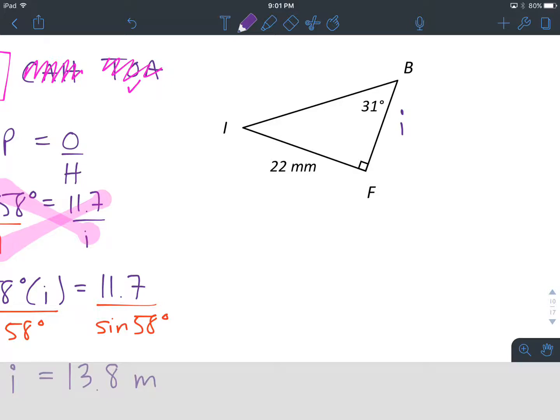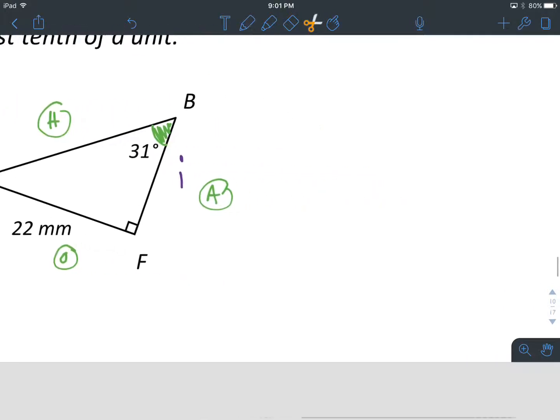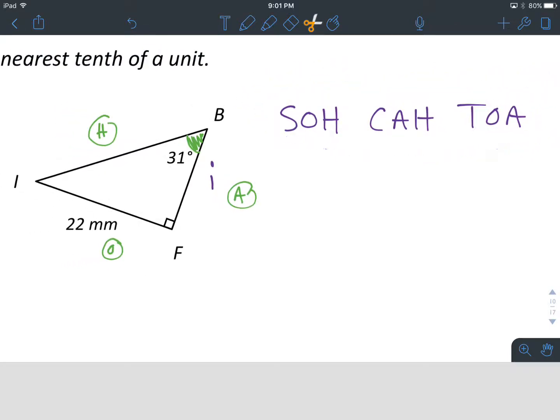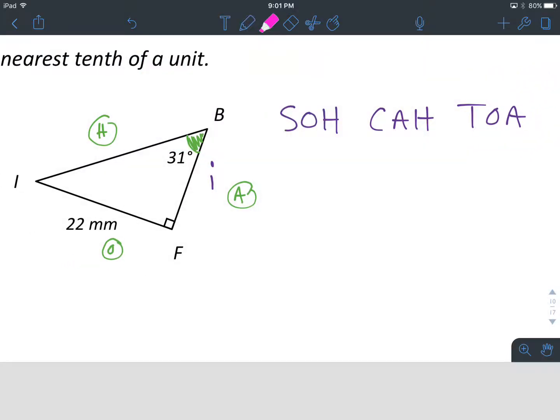Okay, you're back. Let's start with labeling our reference angle. So here's the reference angle. There it is. This side over here is the hypotenuse. Over here we have the opposite, and over here we have the adjacent. We're going to write out our SOHCAHTOA so that we can figure out what's what. There's SOHCAHTOA.